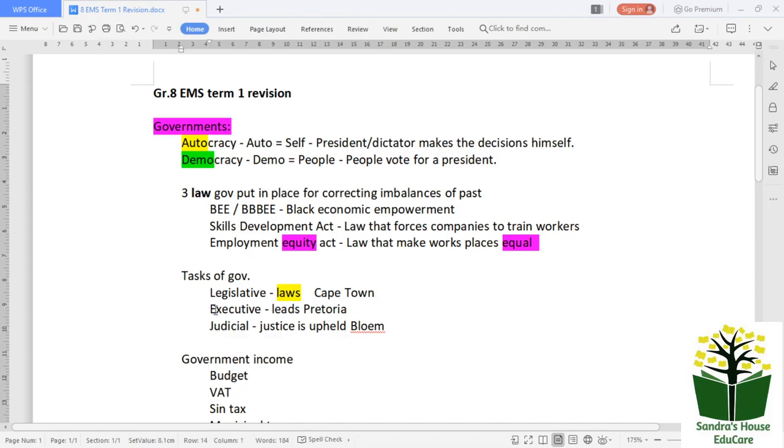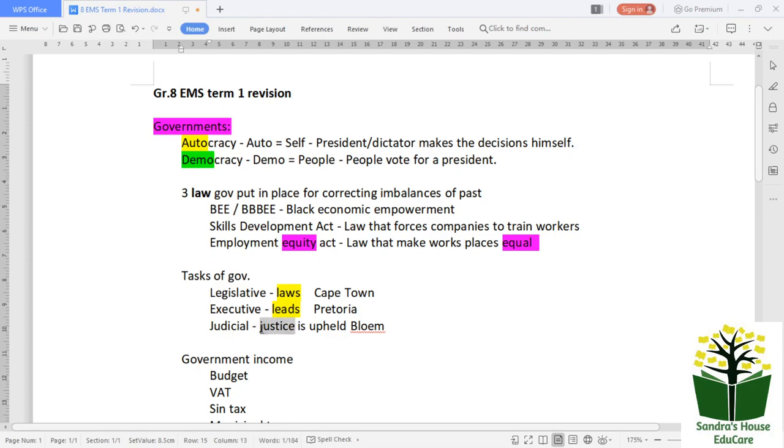Then the executive government leads the people and leads businesses. That is in Pretoria, so you can remember that in Pretoria we've got the Union Buildings where all the government offices are. So that's the leading part.